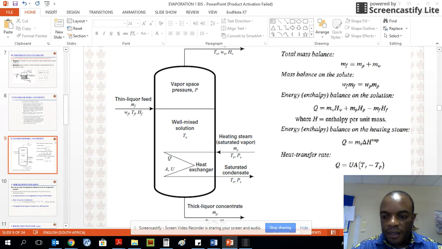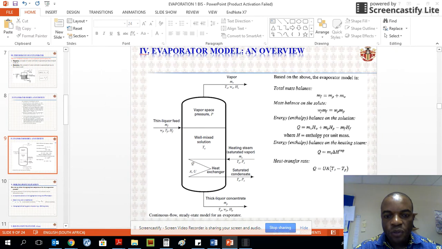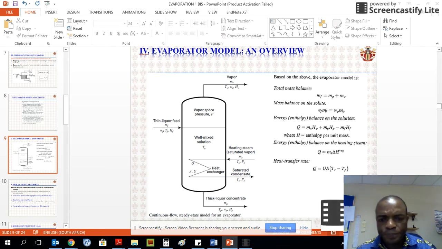Now, here is the set of equations that we are going to use for analyzing our evaporator. I'll give you a few minutes, 1 or 2 minutes, to have a look at that set of equations. You have equations for mass balance, for energy balance, and heat transfer rate.